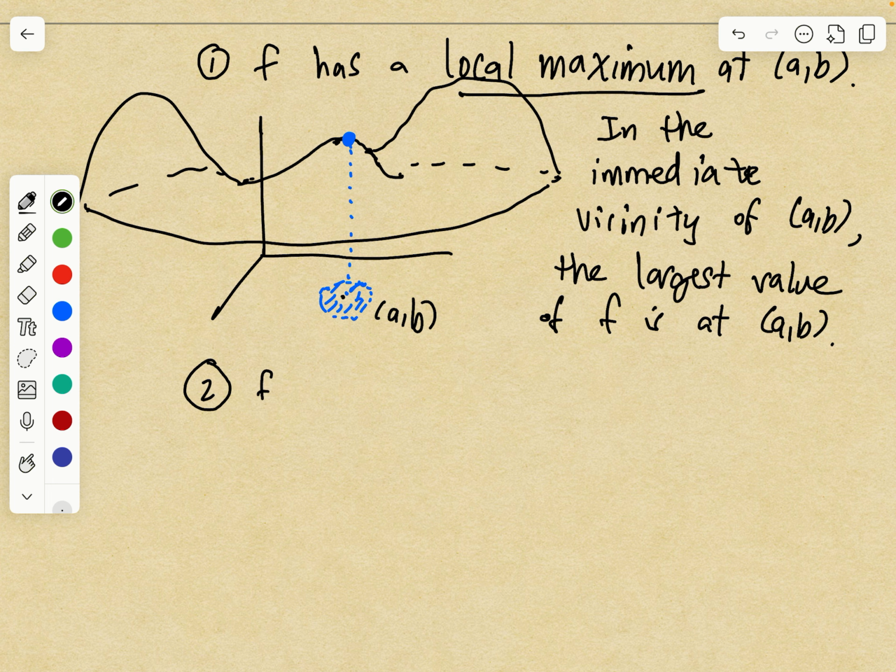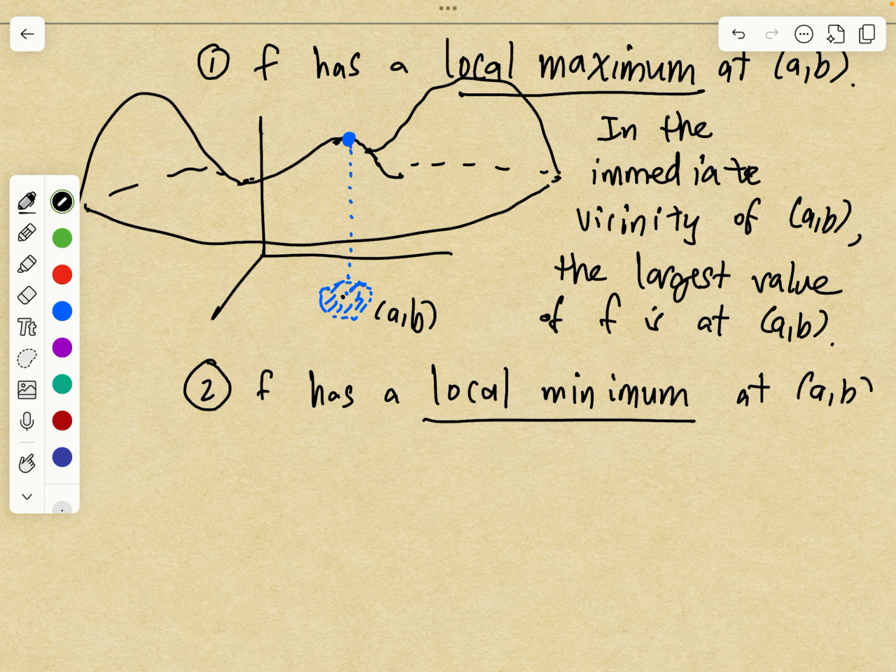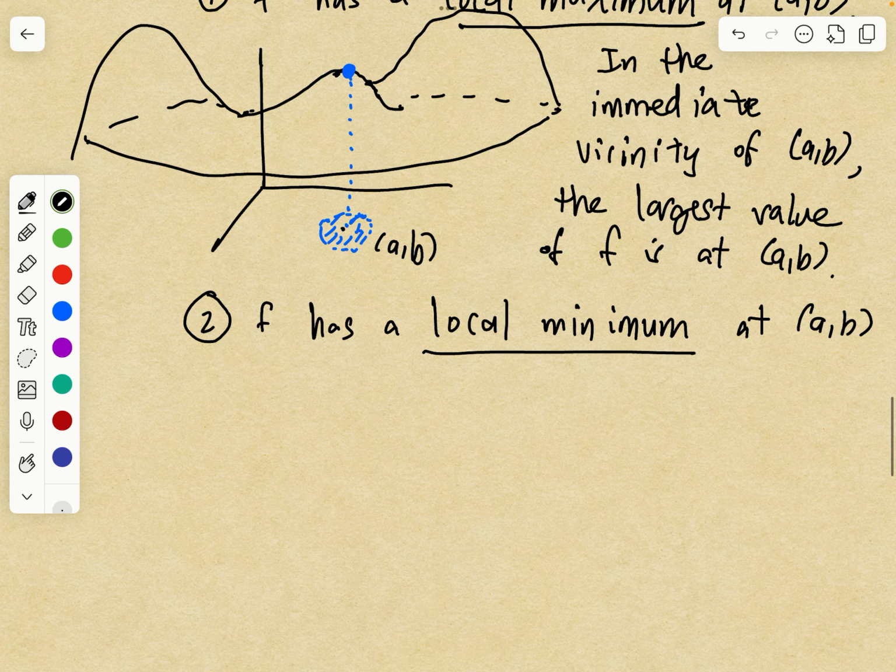The second possibility is that f has a local minimum at a comma b. And to get a picture of that, just imagine flipping the picture that I just drew upside down.